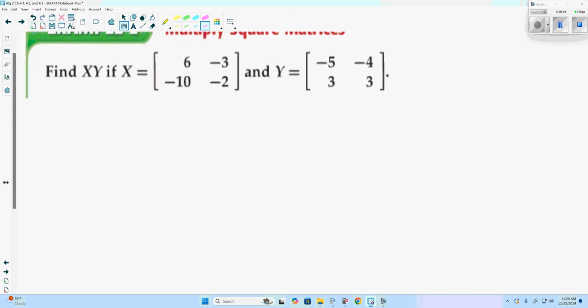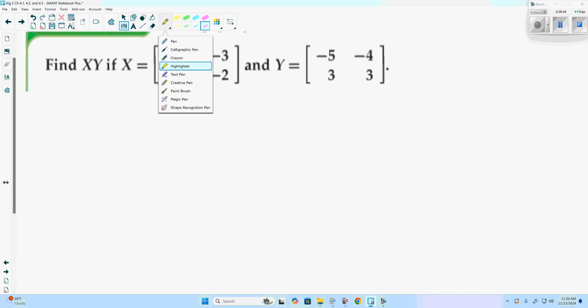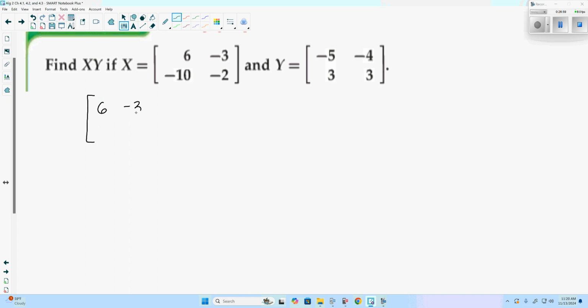So if we look at this here, (6, -3, -10, -2), and we multiply it by (-5, -4, 3, 3). If we multiply these out, we're going to go over, down, over, down.